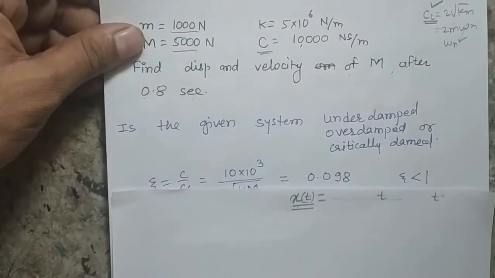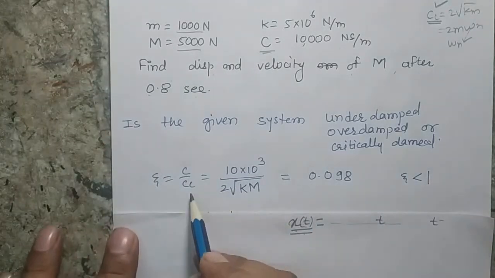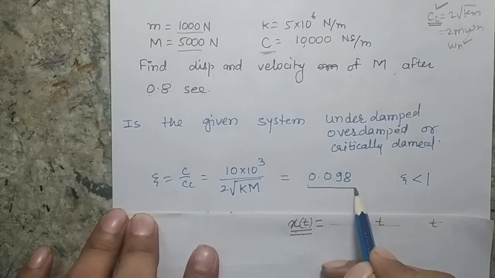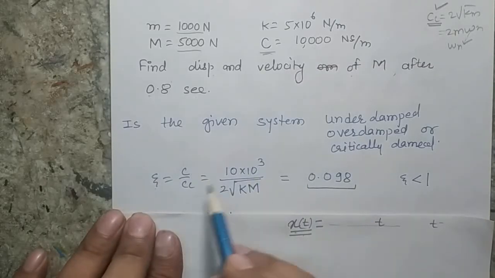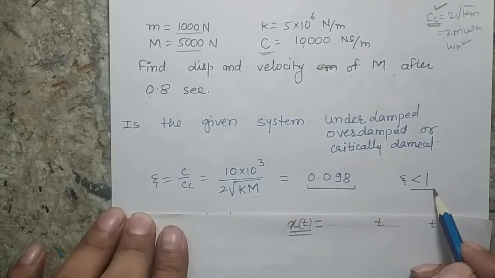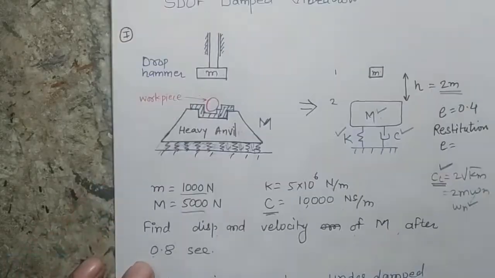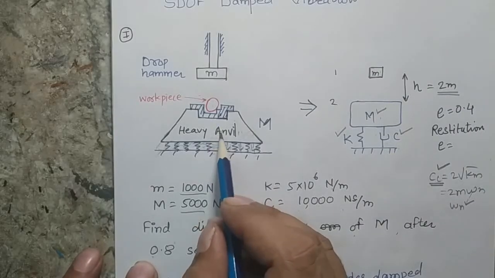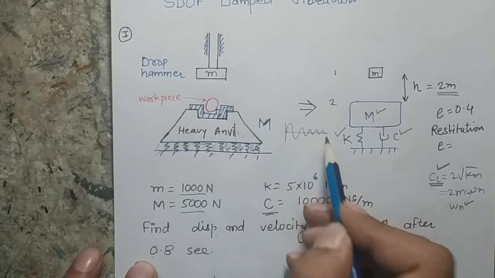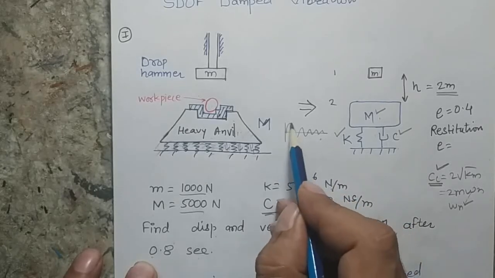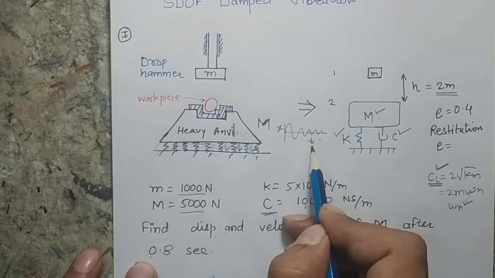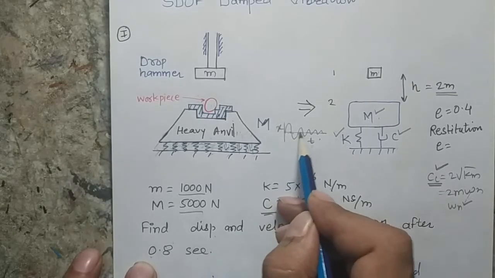When I calculate the Cc value, my Cc value will be this, and then I will calculate zeta. Putting in the C value and the Cc value, I am getting that my zeta is 0.098, which is less than 1. That means when the hammer falls on the anvil, there will be oscillations which will die out with respect to time. So if I am able to get the expression for x and put in different t values, I will get the amplitude for different times.